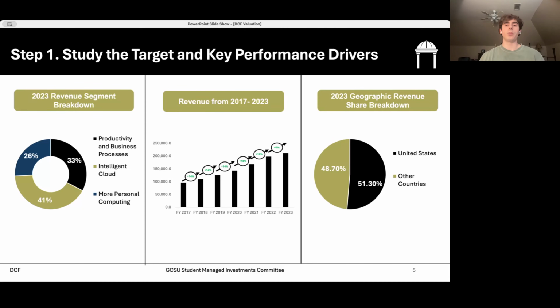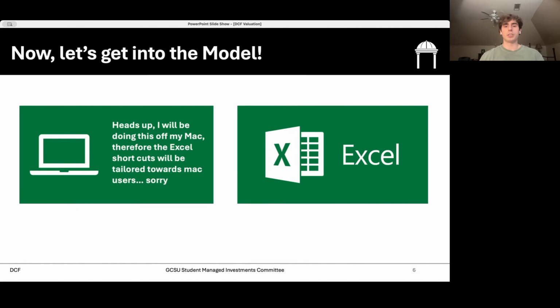In the middle, I have their revenues for the previous 7 years. And you can see that they've been growing at a pretty substantial rate, and we can use this when we're projecting out future revenue in the company's DCF. On the right portion of the screen, I have their 2023 geographic revenue share breakdown. I pulled this because I wanted to see if Microsoft has entered other markets, and obviously they have, as close to 50% of their revenue in 2023 has come from countries outside the United States. So with all this information, I believe that we're ready with step 2. In step 2, we're going to be working in Excel.